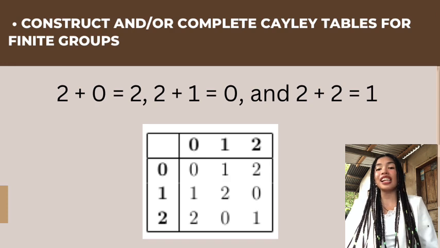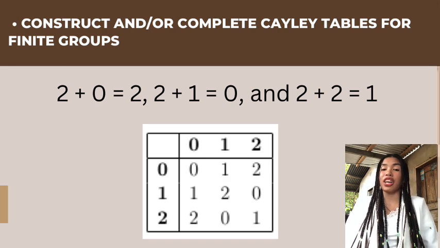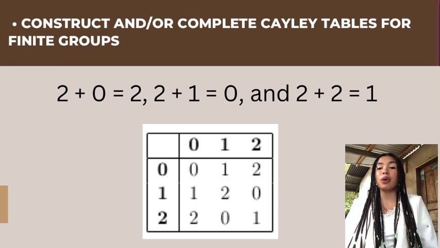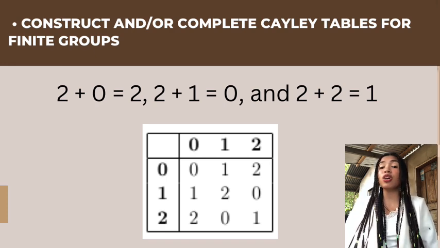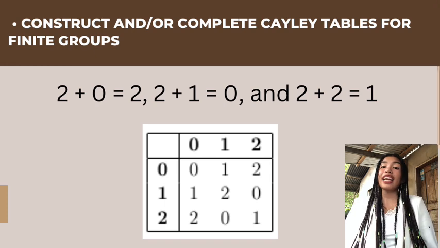So here's the Cayley table for this group appearing here. To fill in the bottom row of the Cayley table, add modulo 3 to get 2 plus 0 is equal to 2, and then 2 plus 1 is equal to 0, and 2 plus 2 is equal to 1. Filling in a Cayley table is easy as long as you know the group operation.